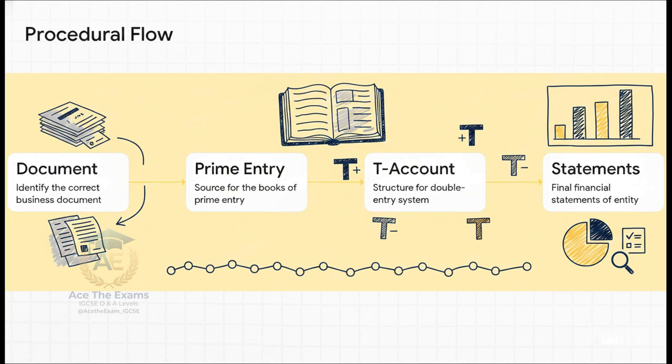As an examiner, I have to tell you, a massive area where students drop marks is trying to leapfrog from the business document straight to the T-account. You must document your evidence and respect that prime entry stage. Skipping steps just causes tiny data errors to snowball disastrously.